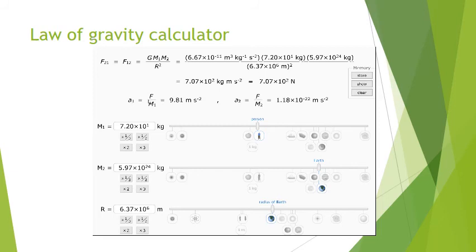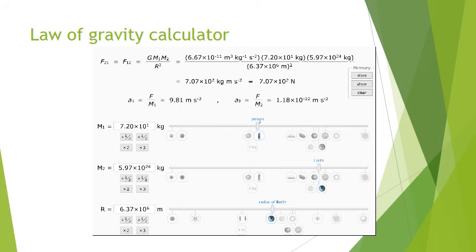So the acceleration that a person feels, a1 here, is the force, which is 700 newtons, divided by the mass of that person, which winds up being 9.81 meters per second squared. So a person, if they're falling near the surface of the Earth, is going to fall at 9.81 meters per second squared. That's a pretty large acceleration.